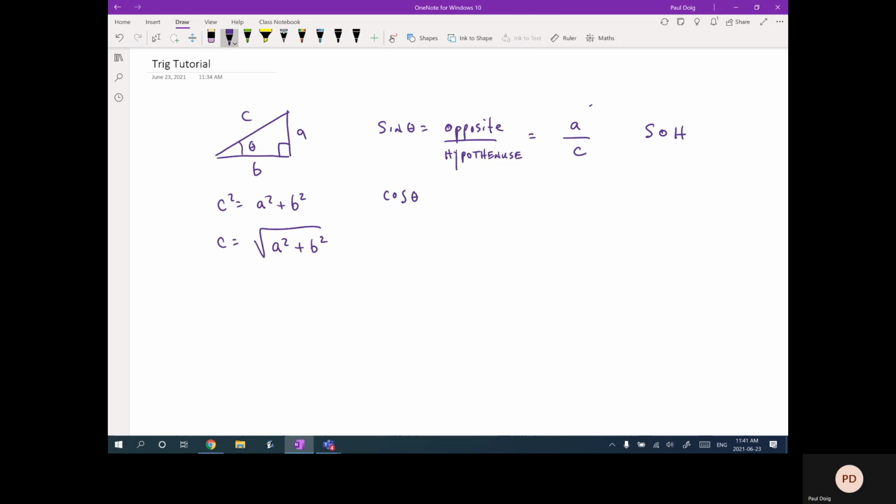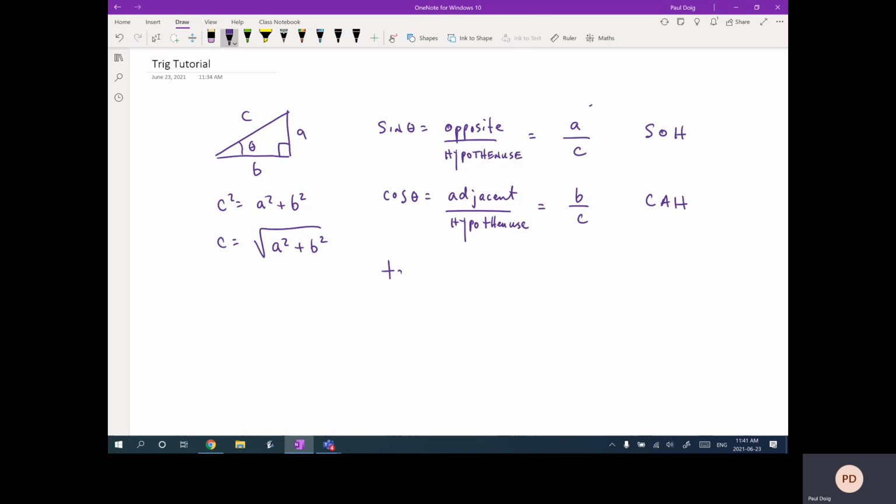Cosine of the angle theta is the adjacent side divided by the hypotenuse. All right, and in this case, the adjacent side is side B, and the hypotenuse is still C. So in that case, we get the CAH: the cos, the adjacent, and the hypotenuse. There's the combination of the CAH.